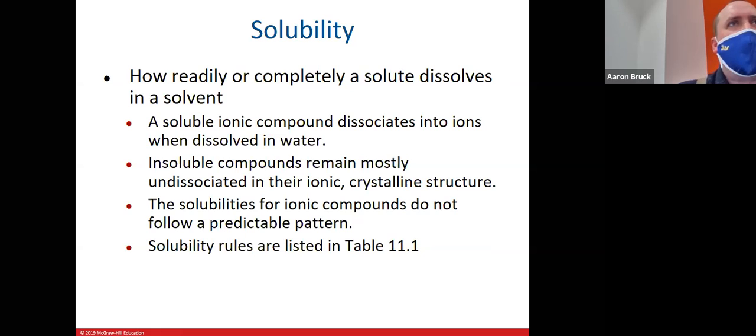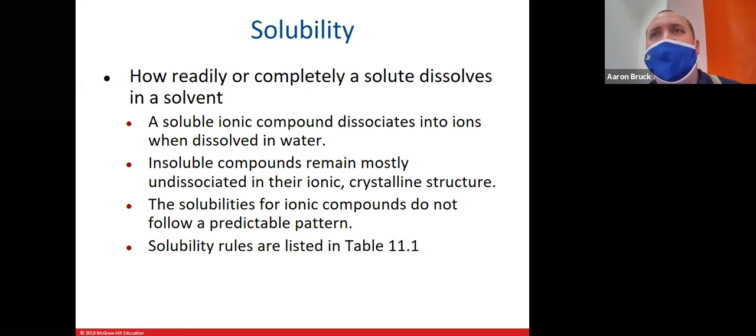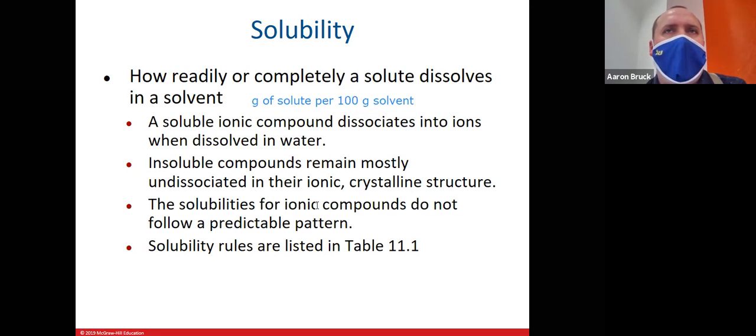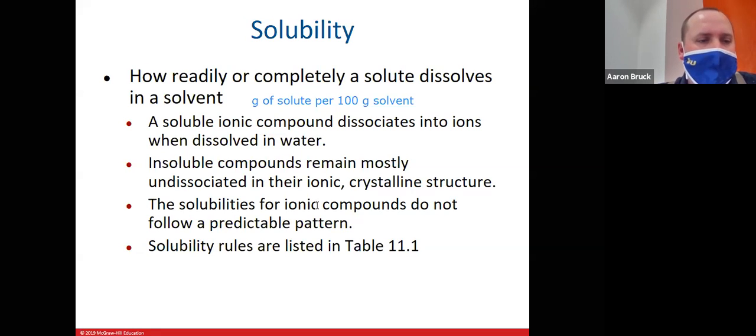We can quantify this relationship of solubility, how well something dissolves in something else, by measuring the solubility of that substance. And how we do that is we usually measure how many grams of a solute will dissolve in 100 grams of that solvent. That is the standard term for solubility. And so we can quantify just how soluble something is, or just how insoluble something is, using solubility characteristics like these.